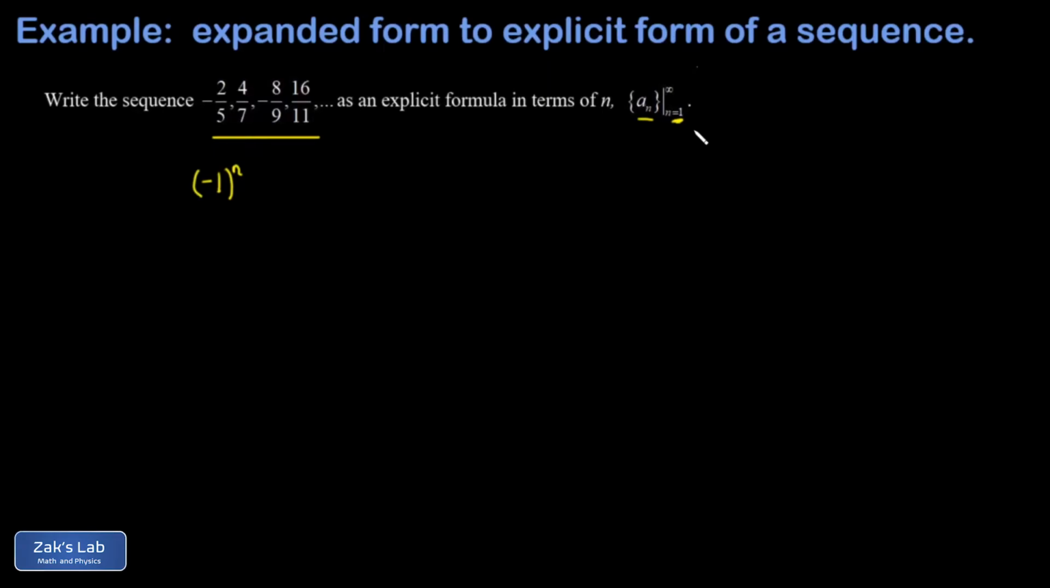Next, I notice in my numerators that I have 2, 4, 8, and 16, and these are just successive powers of 2. I should be able to handle that with a 2^n. If I sub in n equals 1, it gives me 2, n equals 2 gives me 4, n equals 3 gives me 8, and so on.